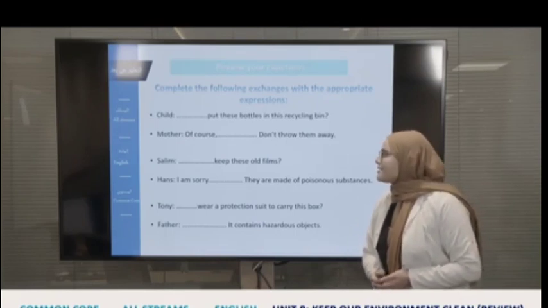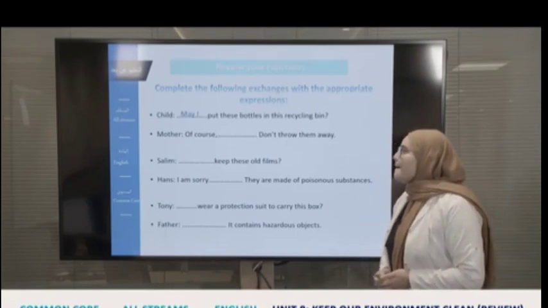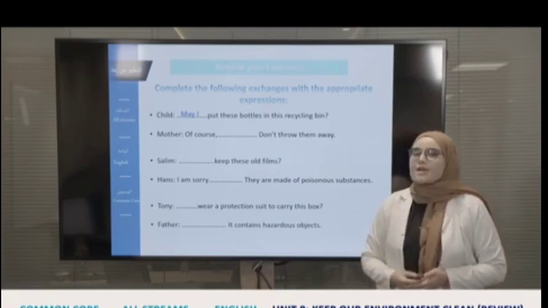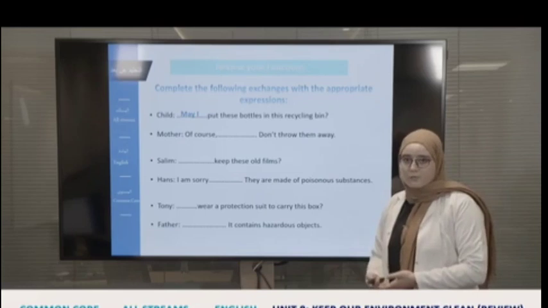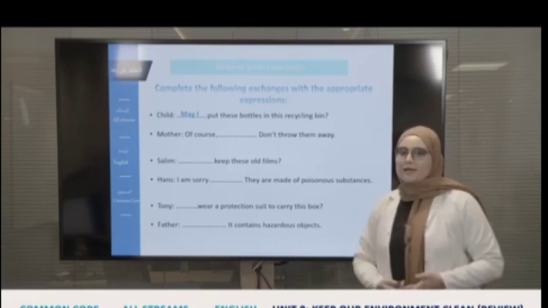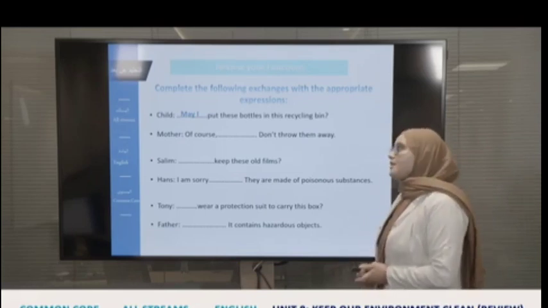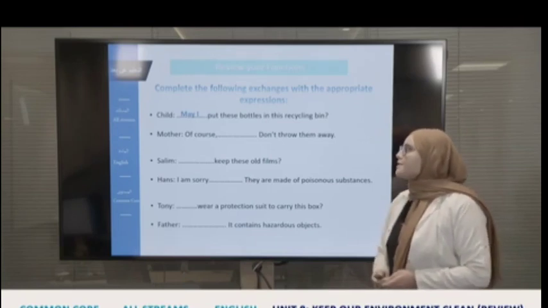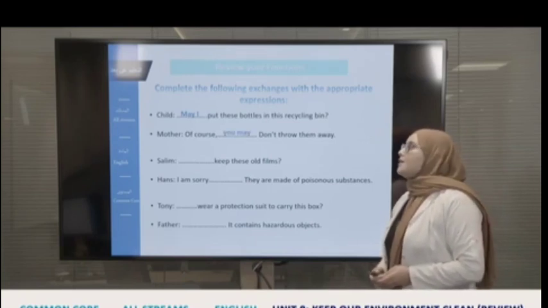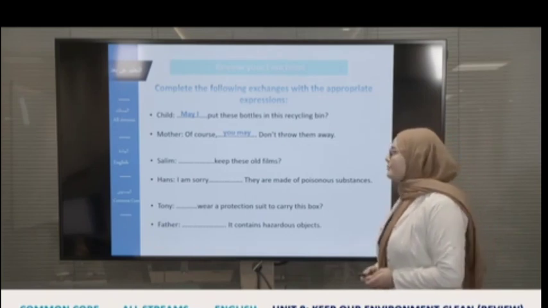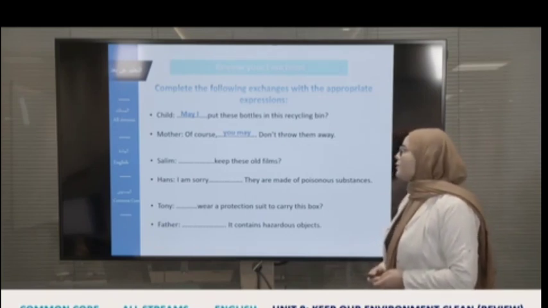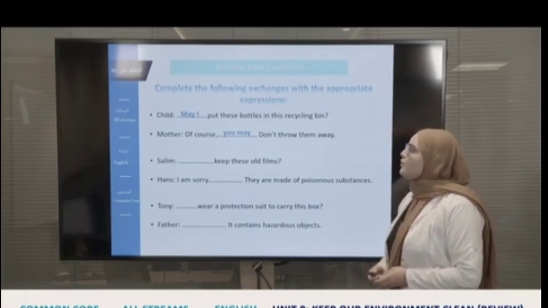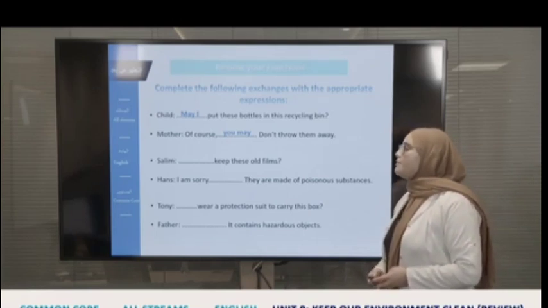Alright, let's correct. Number 1, child: may I put these bottles in this recycling bin? One way to ask for permission is to say may I. Mother: of course, so here she accepted her child's permission. You may, don't throw them away.